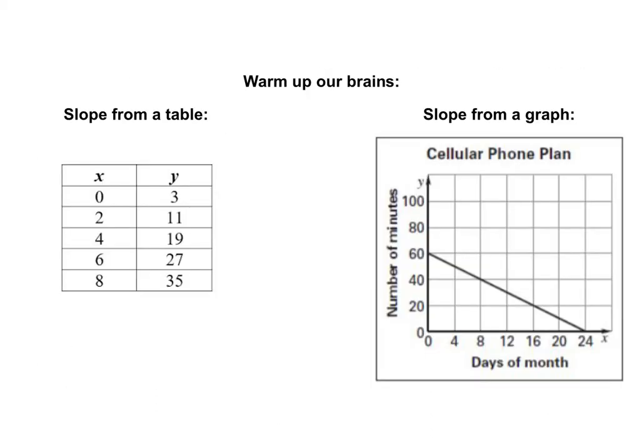Huzzah! Just to warm up our brains in some of the other places that we have found slope, do these quick warm-ups, finding slope from a table and finding slope from a graph. And for both of these, remember, we will be using change in y over change in x, which is the same on graphs as saying rise over run, or our rate of change. All right, come on back and see how you did.